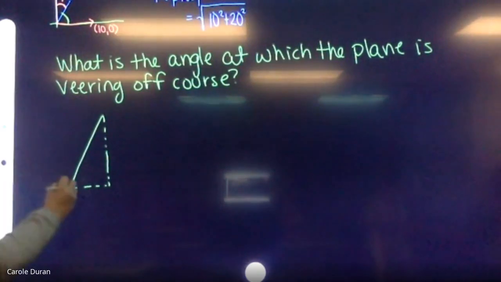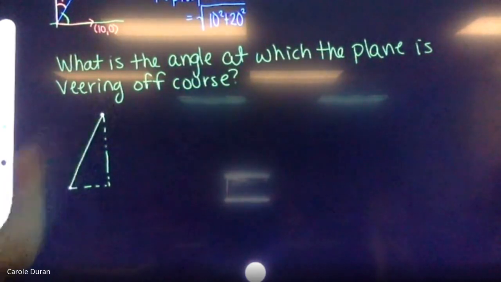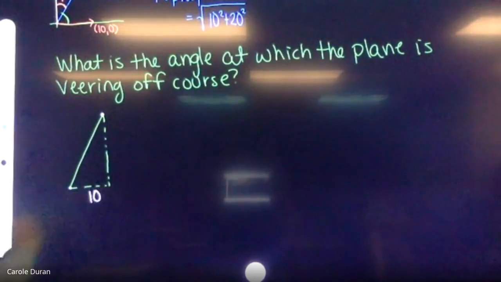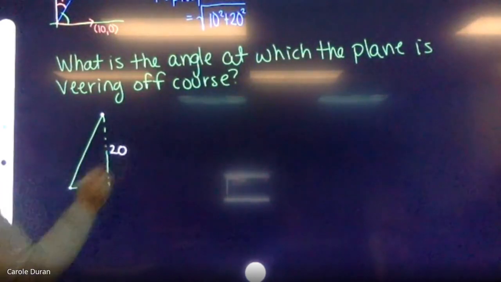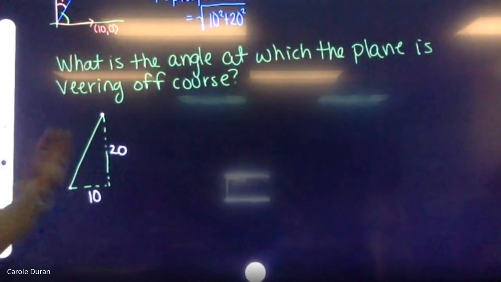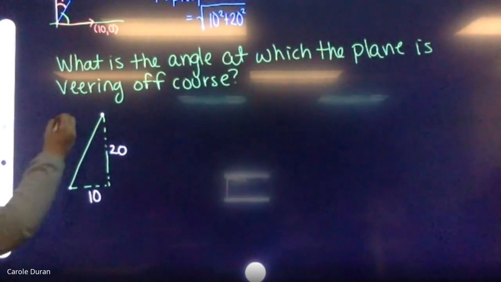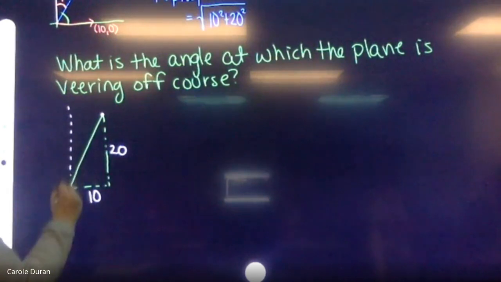This is where my plane started. This is where my plane ended up. This is a side of 10. This is a side of 20 because it was at the point 10, 20. Are we all okay with that? Yes. My plane was supposed to be heading straight north though.